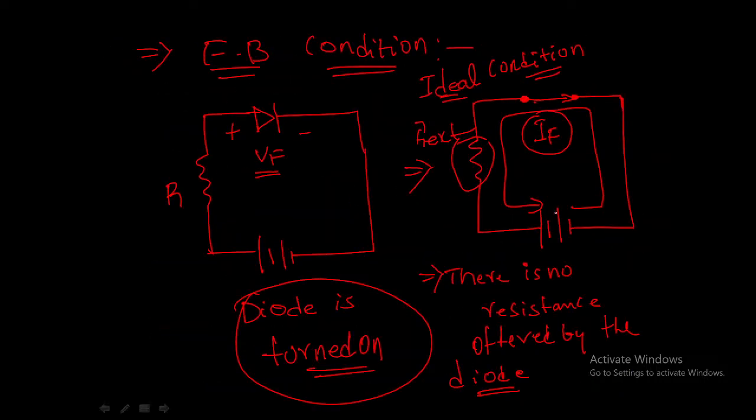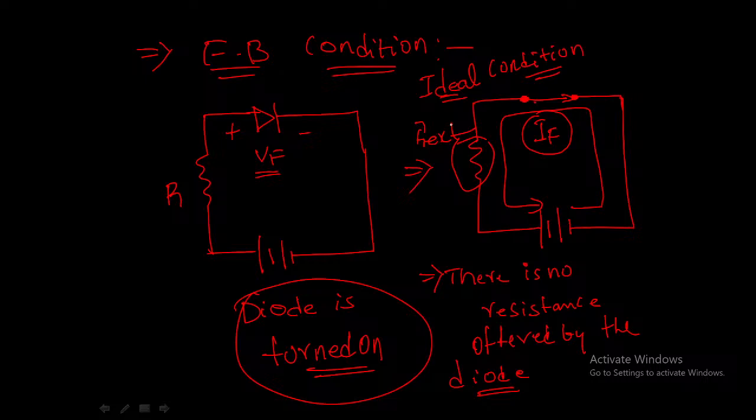How did I find this equation? This voltage is equal to the current into resistance, I into R. So I will be equal to V by R. That's it. I hope up to here it is clear for everyone. Shall we move forward? So this is the ideal approximation of a forward bias current.